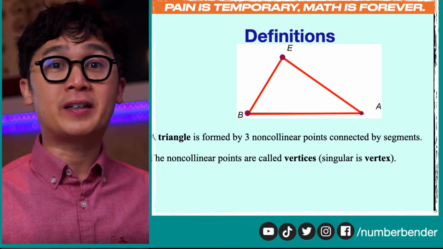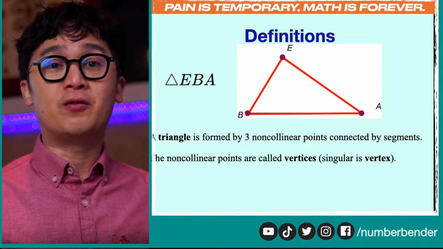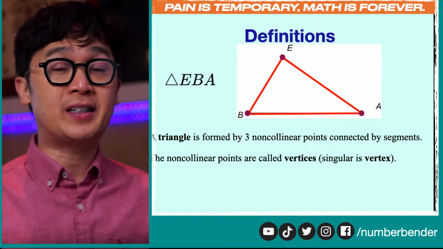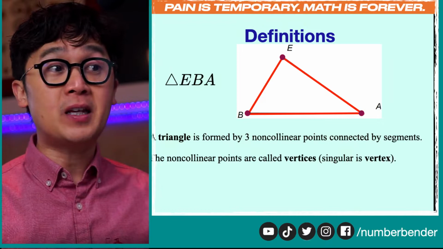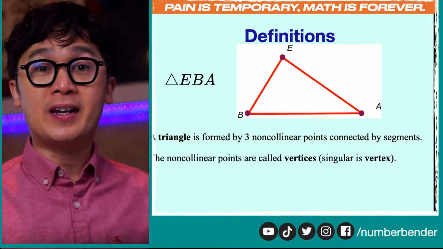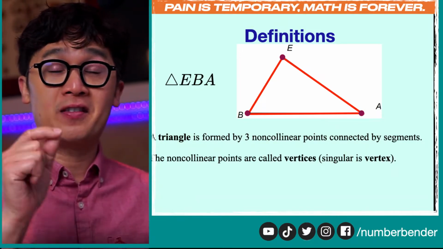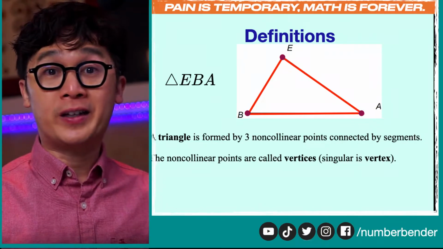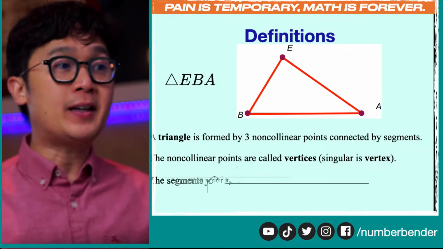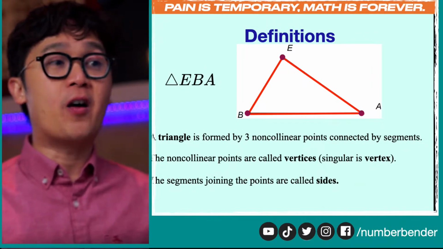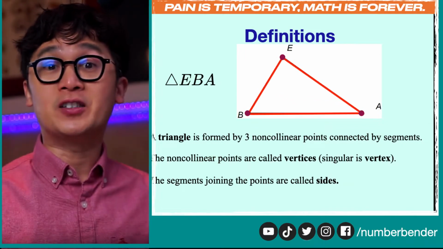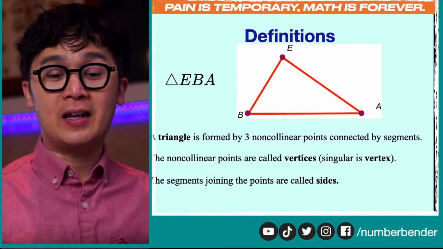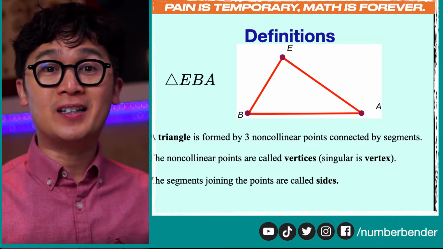So these points right here, E, B, A, we call vertices, and we can write our triangle from the vertices that we are seeing. It could be triangle EBA, ABE, or BEA, as long as those letters are in that triangle, then we are referring to the correct triangle in our diagram. And lastly, the segments joining the points of this triangle, we call sides. So if we connect those dots together, we call those parts of our triangle its sides. So this is our triangle.